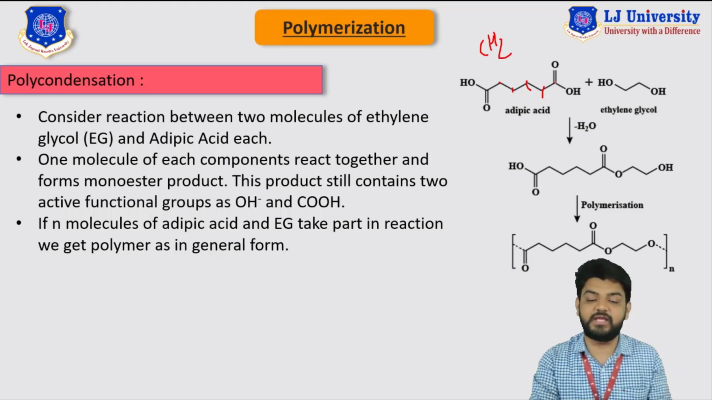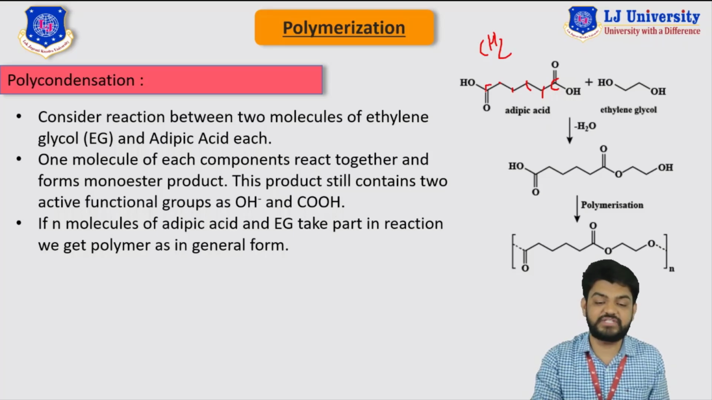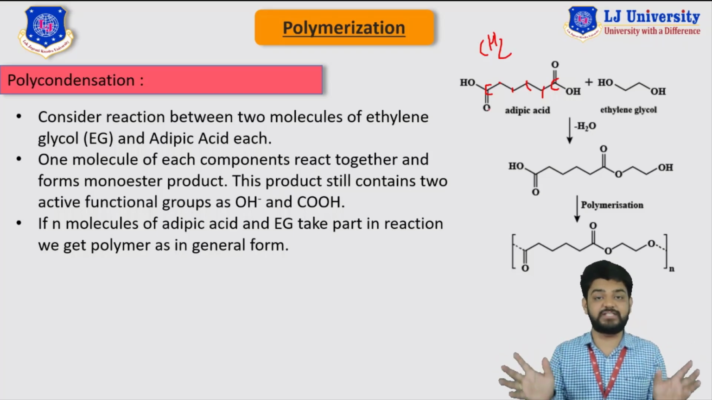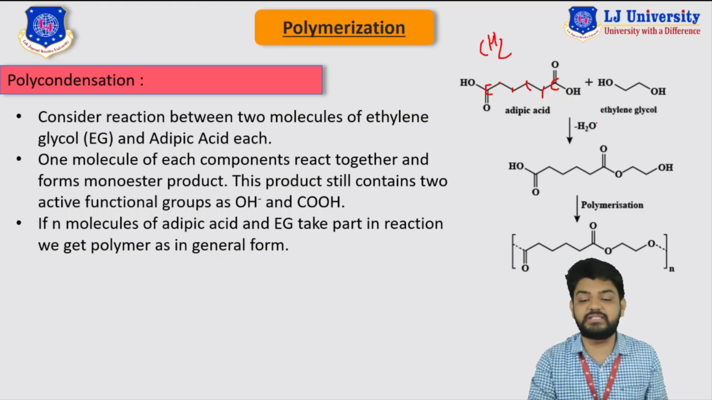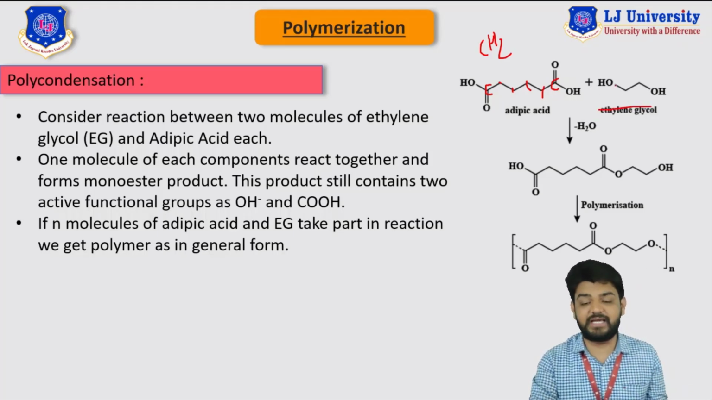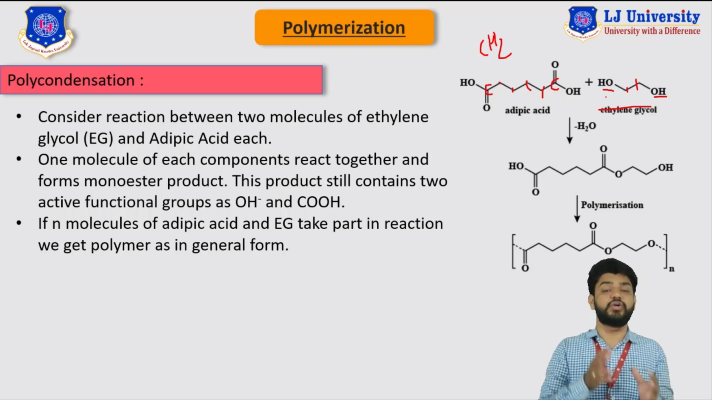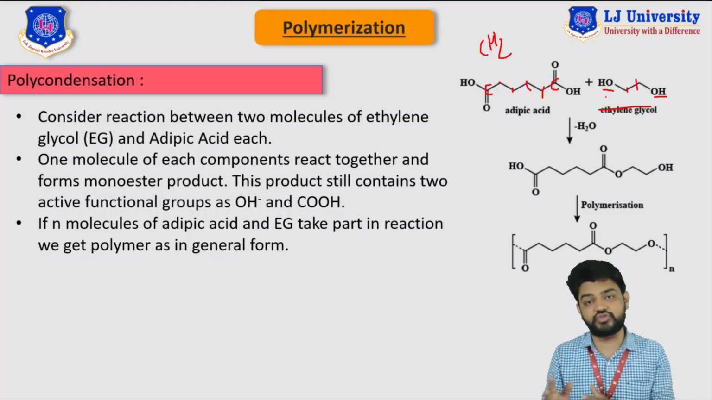The last carbon here is attached with this COOH group, and here the last carbon is also attached with a COOH group. So on both ends it has COOH and inside it has 4 CH2 carbons, right? And here we have ethylene glycol. Ethylene glycol is again simple: CH2, and at the end it has OH, and here it also has OH. Now we are taking two molecules of each, right? Two molecules of adipic acid and two molecules of ethylene glycol.